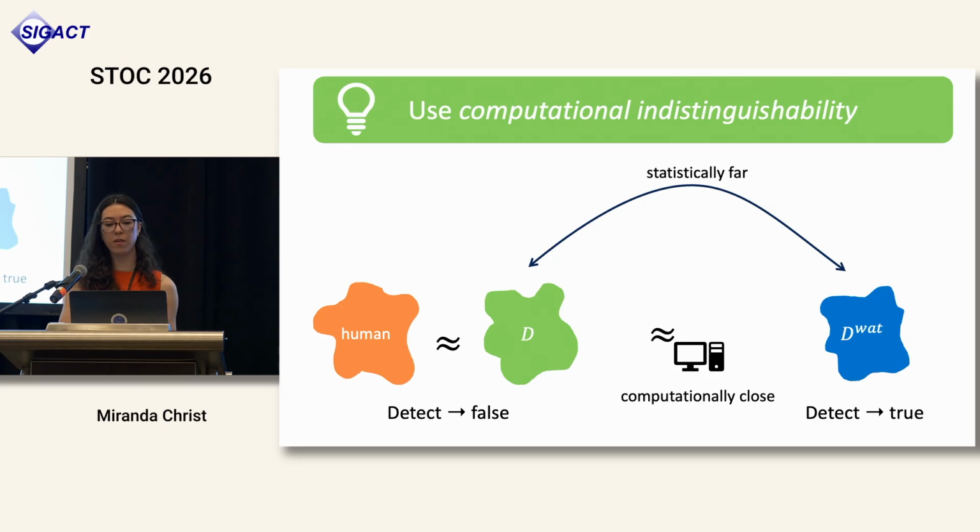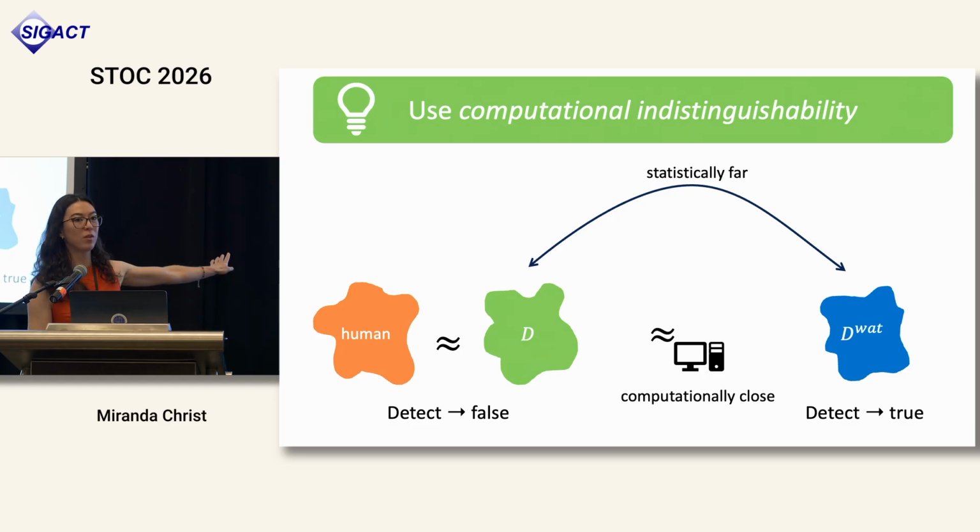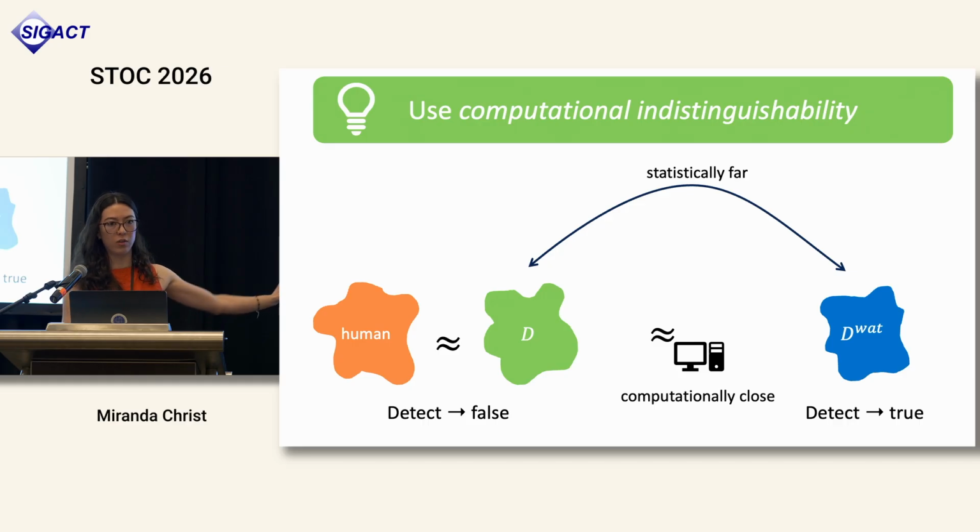They're still statistically far because the detector needs to output false on all of the human distribution, which is close to the original model's distribution, and it needs to output true on the watermark distribution. And so this exactly implies that they're far in statistical distance. But you could hope for some kind of single sample statistical closeness. So maybe one sample from the watermark distribution is identically distributed to one sample from the original model's distribution. And this is easy to achieve, and I'll touch on it a bit later.